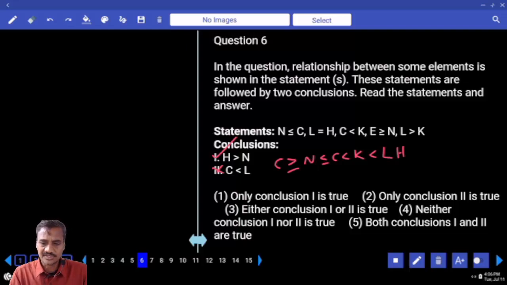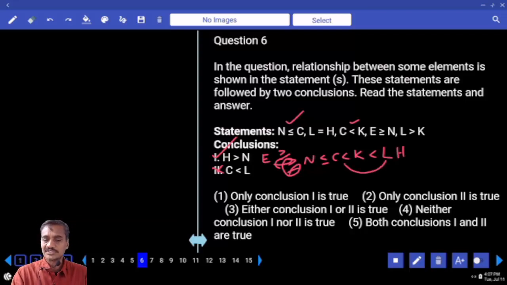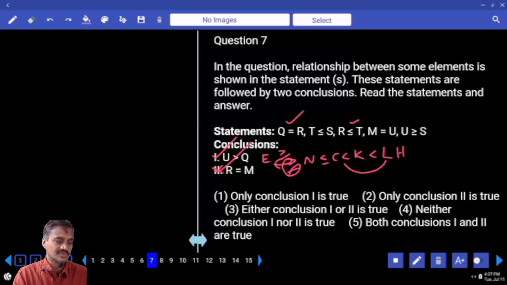Now N ≤ C, C ≥ N. Now N and C: N ≤ C, C < K, and next K < L, and E ≥ N. Now this is E ≥ N. Then C and L: C < L is definitely true. So what is your answer? Both 1 and 2, the choice for question number 6.